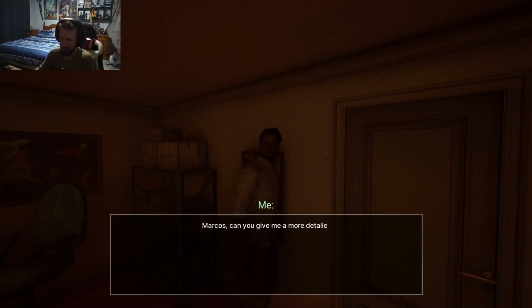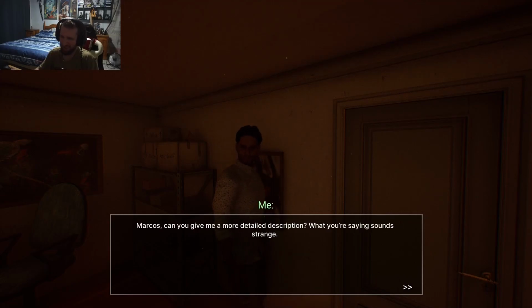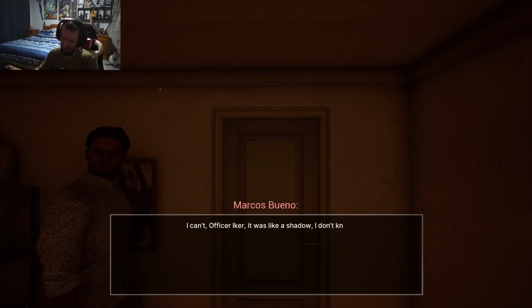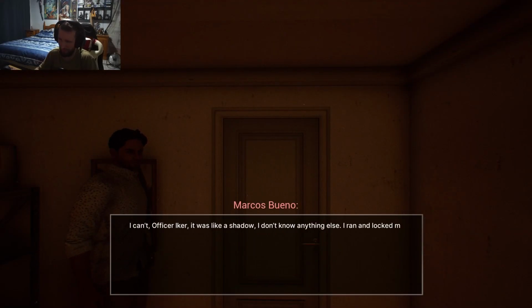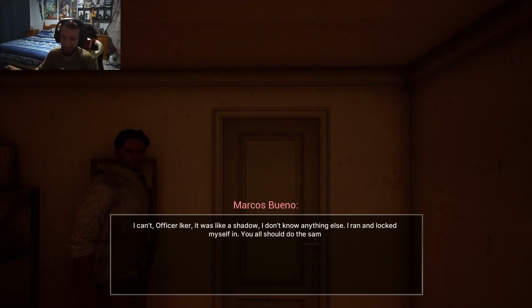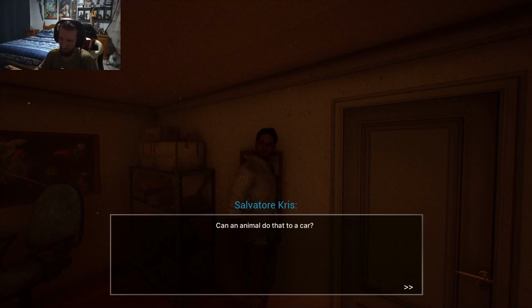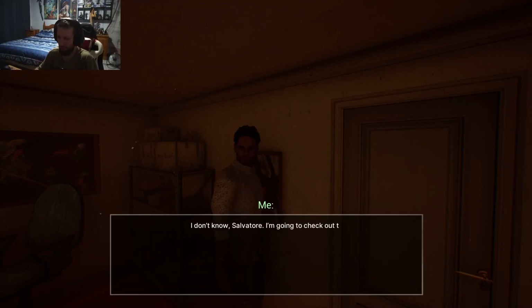Marcos, can you give me a more detailed description? What you're saying sounds strange. I can't, Officer Iker. It's like a shadow. I don't know anything else. I ran and locked myself in. You should do the same. Can an animal do that to a car? I don't know, Salvatore. I'm going to check out the car to see if I can find any clues.